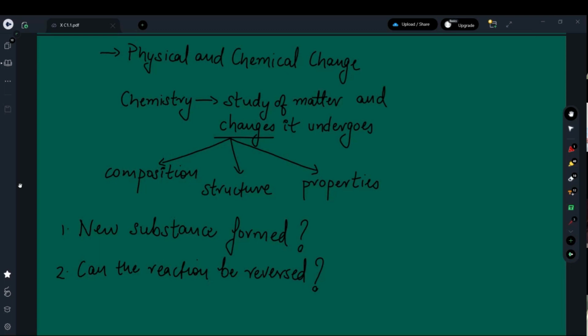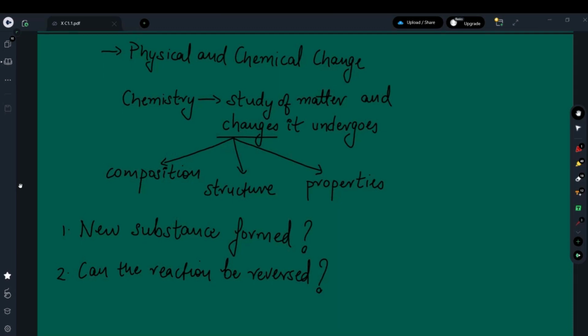So, is a new substance formed? Maybe, maybe not, right? If a new substance is formed, then the change that we are looking at is a chemical change. Do you understand? Can the reaction be reversed in that case? Likewise, as Anshul said, burning of paper. Can I take the burnt paper, which has now turned into ash, and make paper out of it? So I guess it's an irreversible process, isn't it? So can the reaction be reversed? No, right? So that means the process that we're talking about is a chemical change.